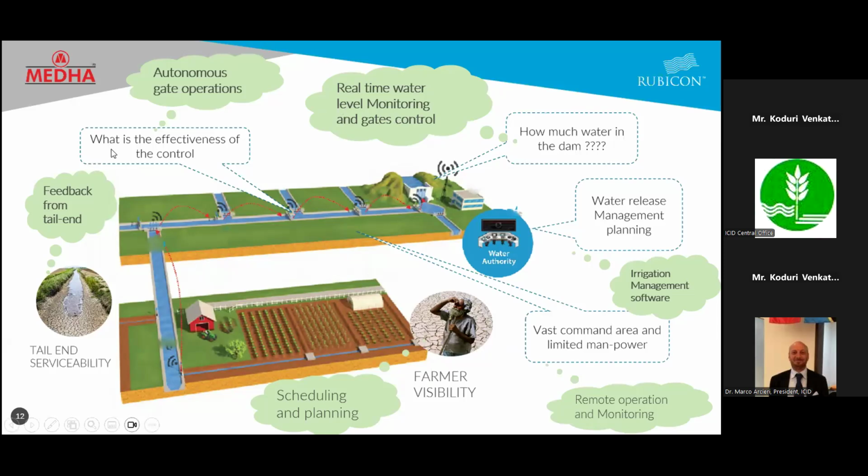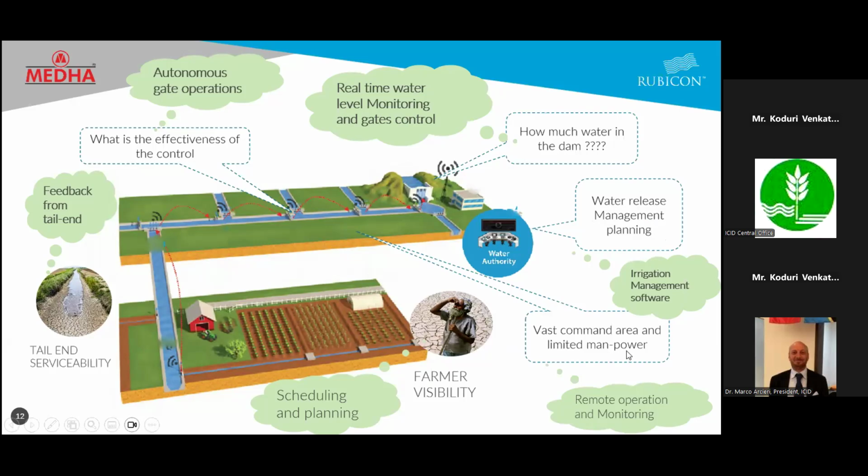The second question was, what is the effectiveness of the control? Now, this effectiveness can be put into accountability with the help of autonomous gates, which are operating on their own with the help of the command, which is given from the irrigation management softwares. That is where the water release management and planning takes place.